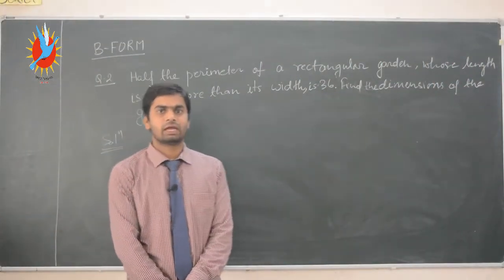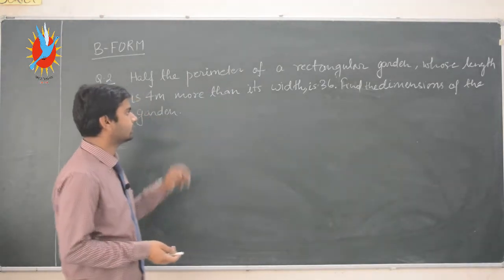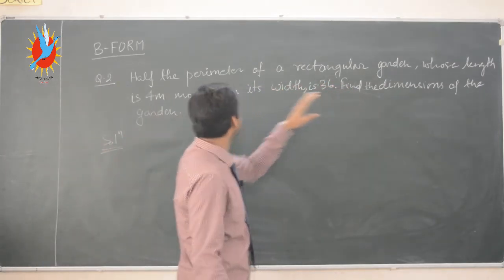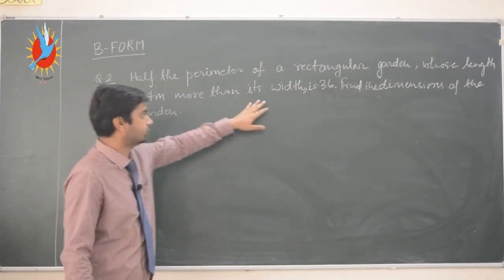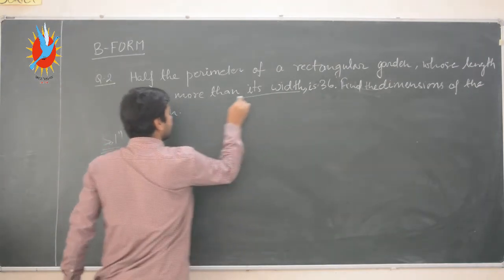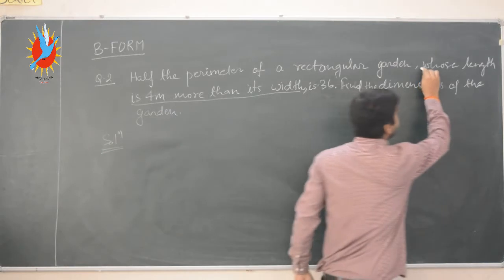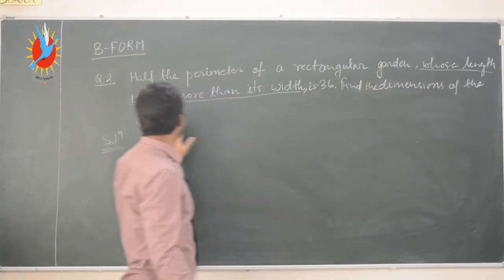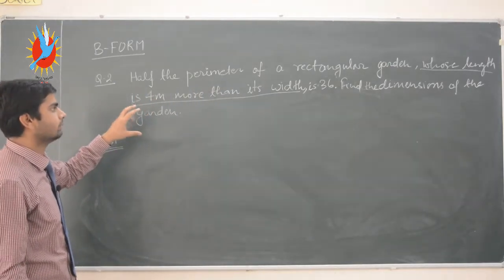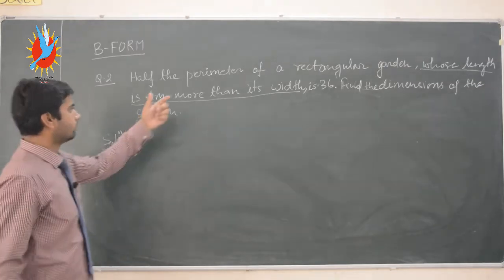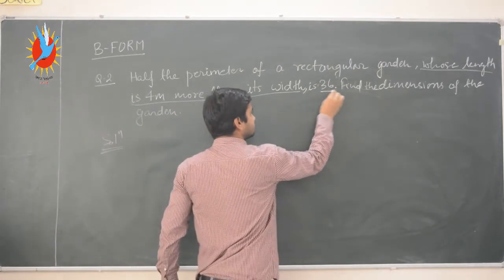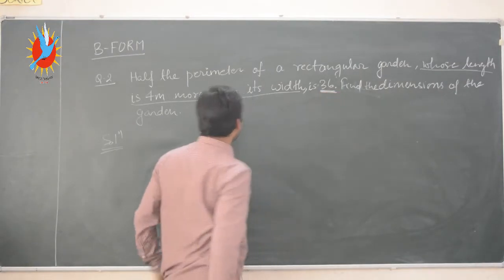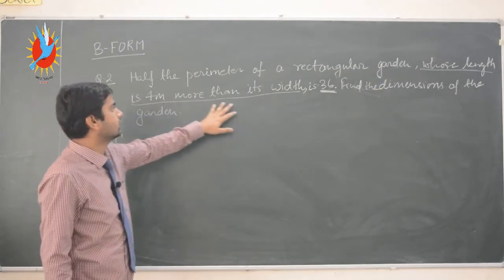Here we have one more type of problem that is related to a geometrical figure. The problem is: half the perimeter of a rectangular garden, whose length is 4 meter more than its width, is 36. Find the dimensions of the garden. So this is a two variable problem. Half the perimeter of a rectangular garden is 36. Here it is given 36. So this is half the perimeter of that rectangular garden, and the length is 4 meter more than its width.